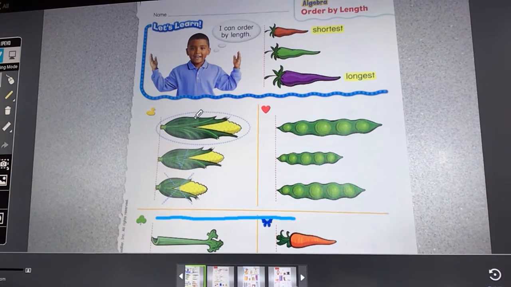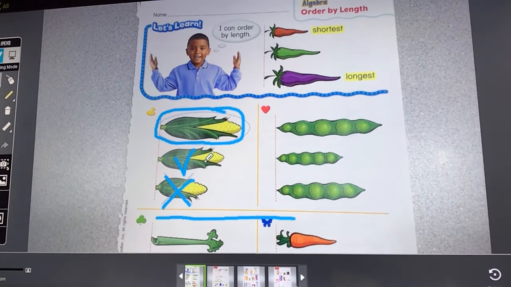Yep. We're going to put a circle around the ear of corn that is the longest. We're going to put an X on the corn that is the shortest, and we're going to put a check mark on the ear that is somewhere between the longest and shortest.